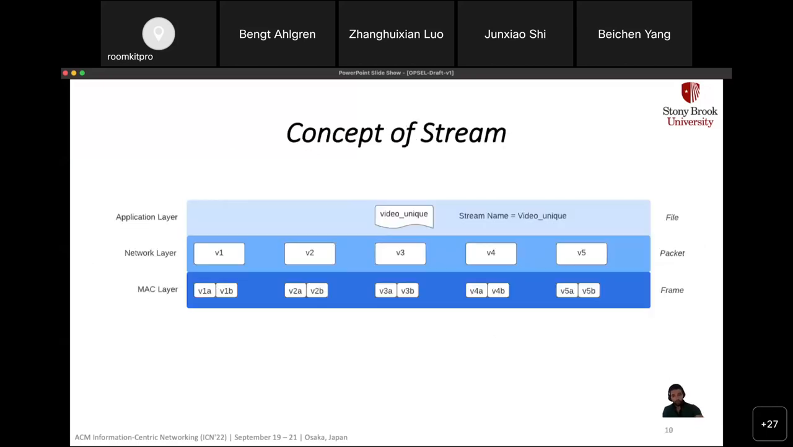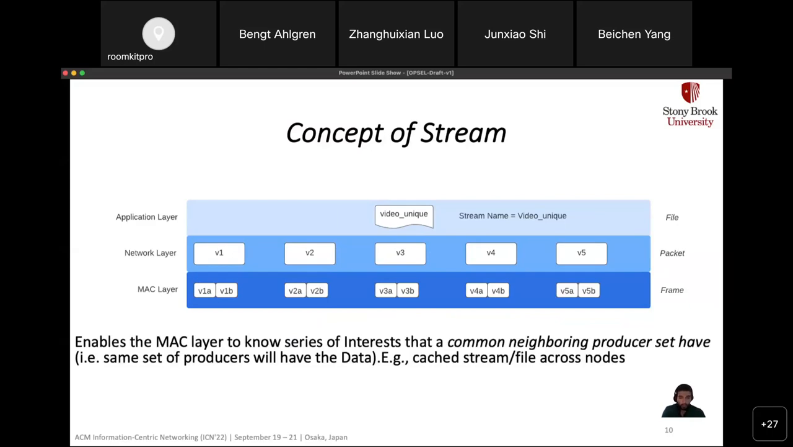So the concept of a stream is essentially the upper level of data. It's a unique data name on an application level. Usually you have a file, let's say a video file, or some kind of VR data compressed in a file, and you're about to send it. Usually the way it works is that NFD will take that file and give unique data names to each network packet of a specific size. Then the MAC layer will fragment it even further if necessary into MAC frames. Now, the stream name is a unique file name or video application name that is unique temporally and spatially.